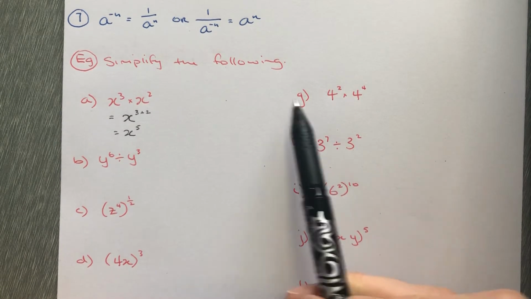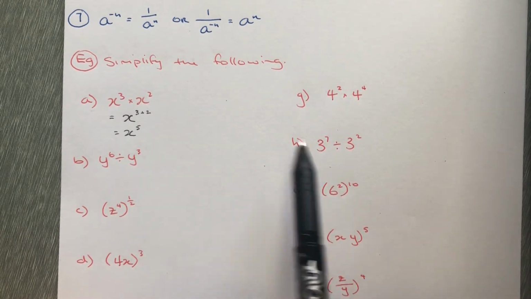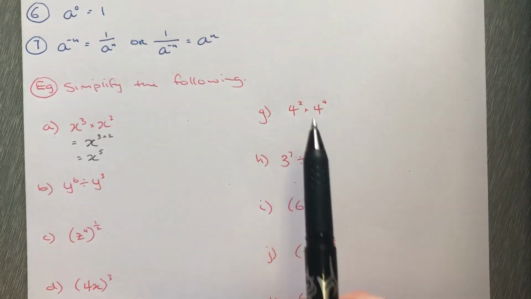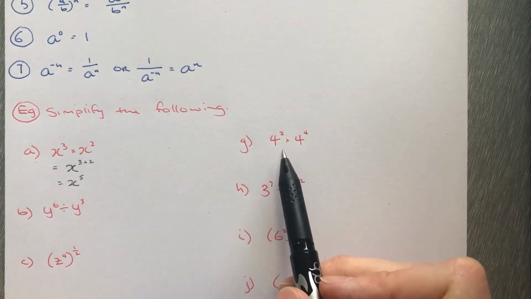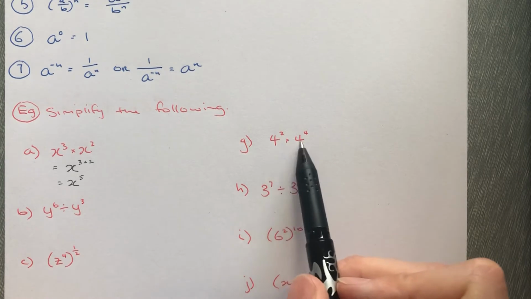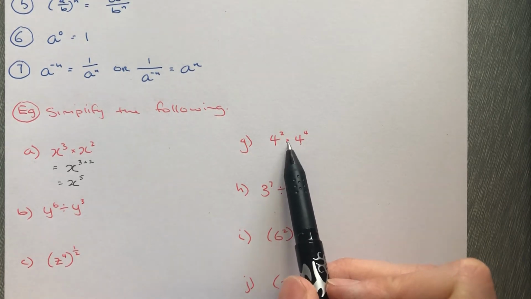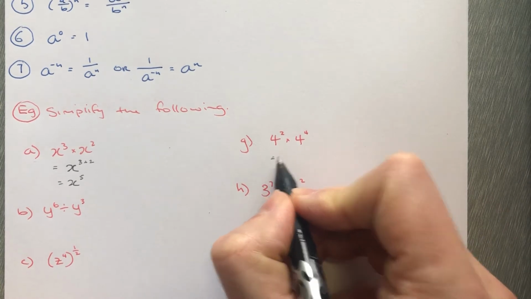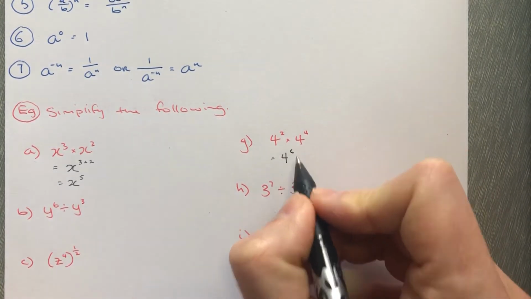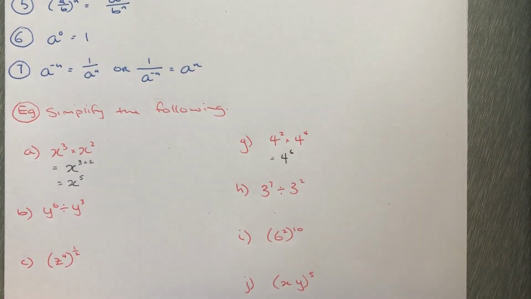Now I made a mistake with the letters here. I'm just going to move to the side like that. Okay, so we'll do this one, which is G now. As we can hopefully see, we're using the exact same law. Both of these bases are the same and they're times each other. We're just going to add these powers together. So we're going to end up having 4 to the power of 6, which you could probably work out further as well. I'm just going to leave it there though.